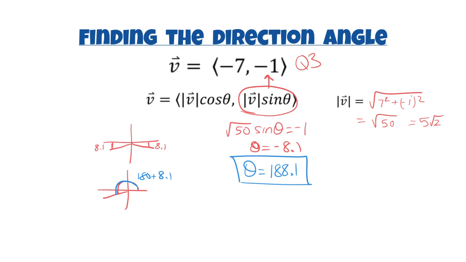All right. So what I've done there is I have found the direction and magnitude of vector v. So vector v would be 5 root 2, and if we're just pretending centimeters or whatever your units would be, at 188.1 degrees.